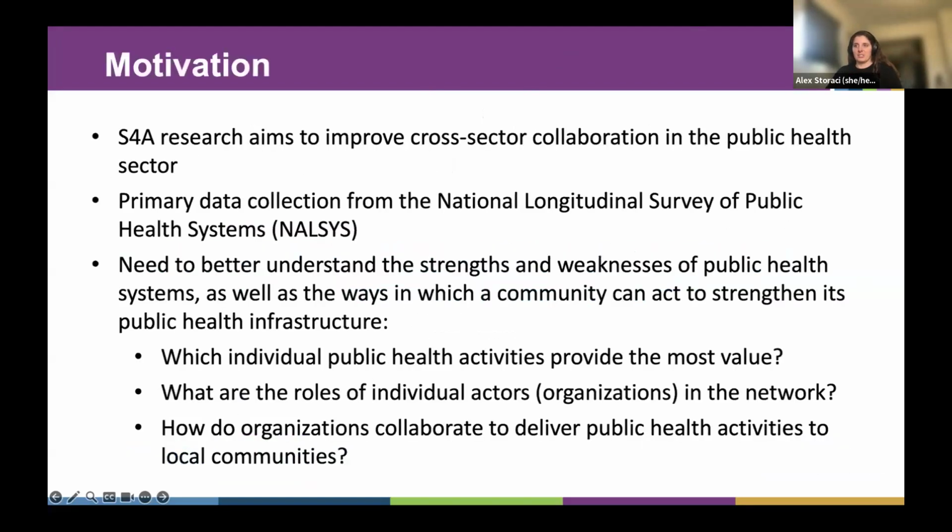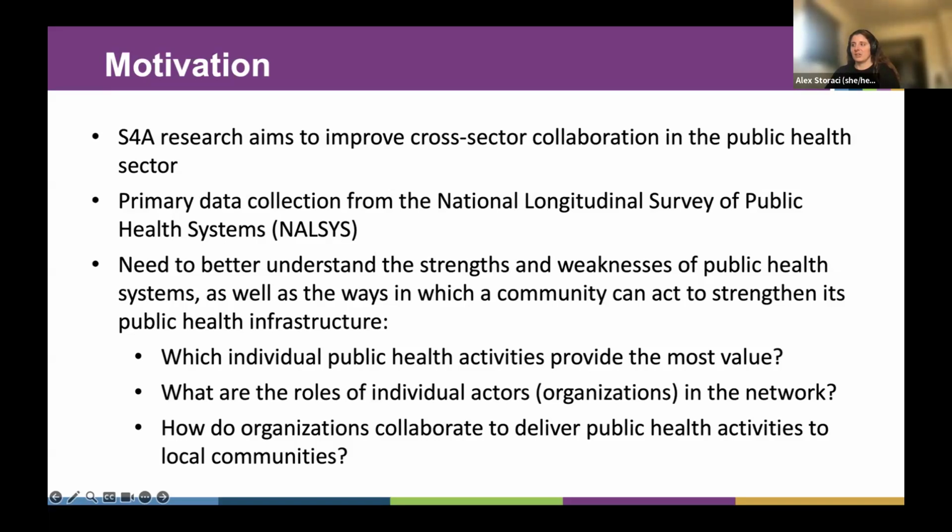So Systems for Action is the group that I've been working with, also known as S4A. Their research focuses on better understanding health systems and using health services research with the aim of improving cross-sector collaboration in the public health sector. And a lot of the research surrounding cross-sector collaboration explores the ways in which we can encourage successful partnerships and policies by encouraging ongoing collaboration in public health across sectors.